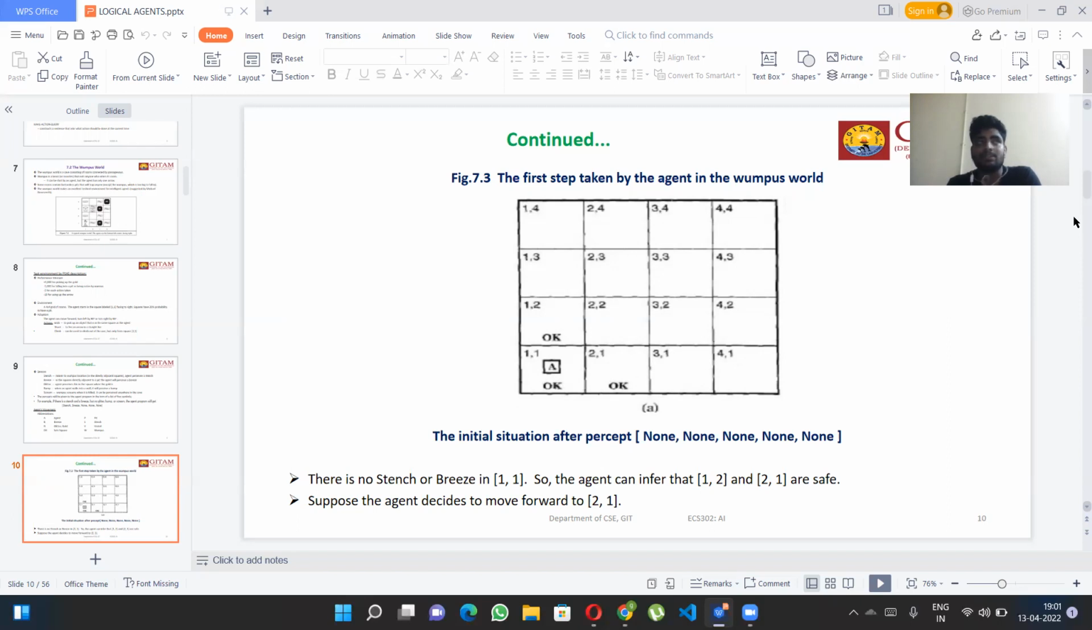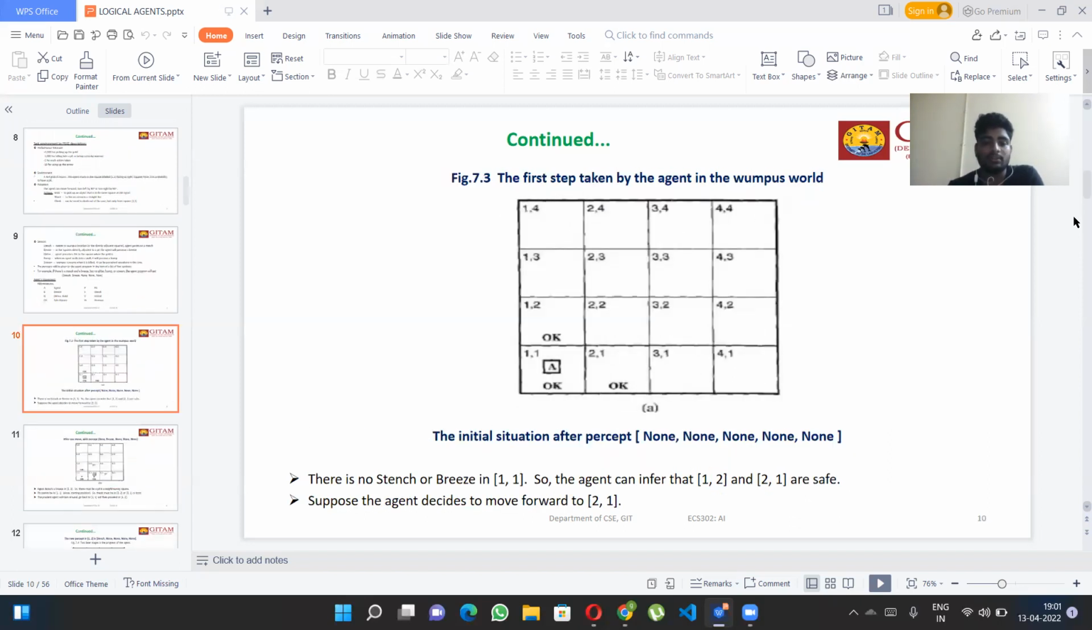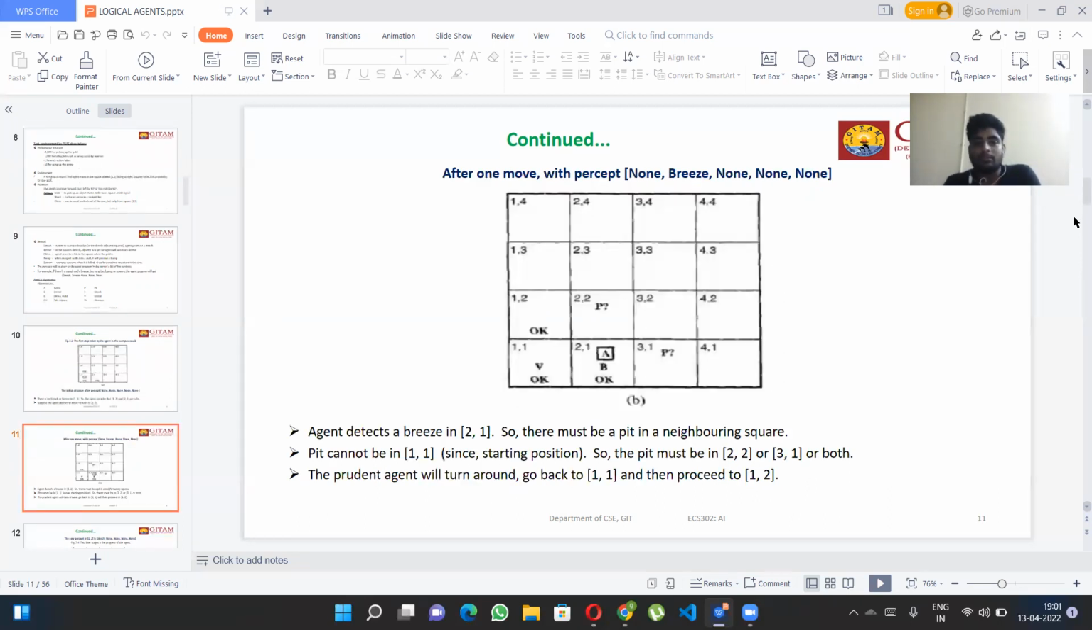Suppose I give an example. Suppose the agent decides to move to 2,1. I will show this in the next diagram. After one move, the agent detects a breeze in 2,1. Because the agent detects a breeze in 2,1, there must be a pit in a neighboring square. I think you can catch this point.